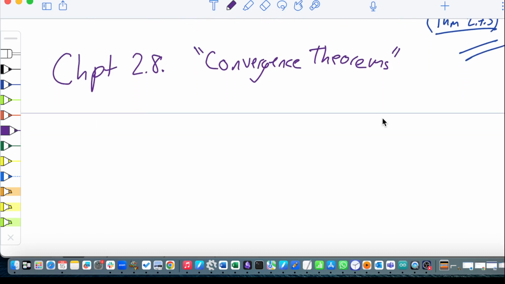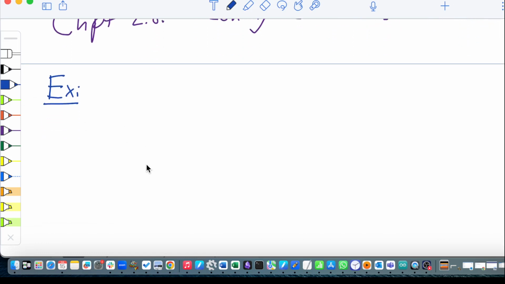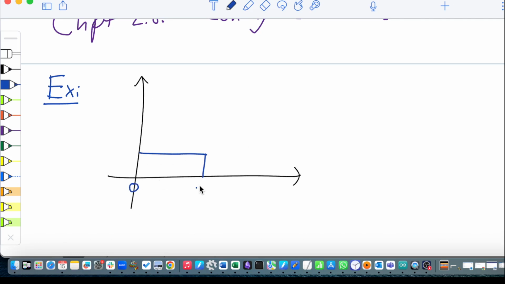I came up with an example to help motivate us. Of course, like all my favorite examples, it comes from probability. So here is my sequence of functions. Let me draw it first. So f1 is the function on 0 to 1: f1 of x is equal to 1 on 0, 1 and 0 otherwise.